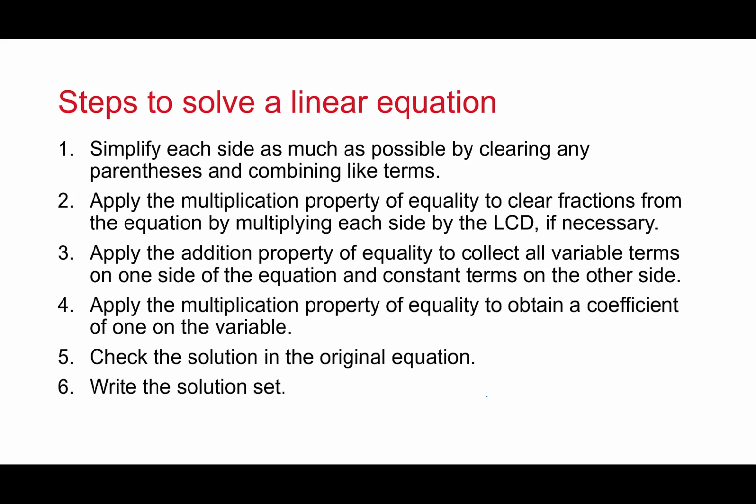So the steps to solve a linear equation is I want to simplify each side as much as possible, clear parentheses by applying the distributive property, combine any like terms. Then if I have fractions, I want to remove the fractions by multiplying each side by the least common denominator. And then I'll use the addition property to get all of the variable terms on one side, all of the constants on the other. Then the multiplication property of equality will enable me to get a coefficient of 1 on the variable. And then I can check my solution and write the solution set.